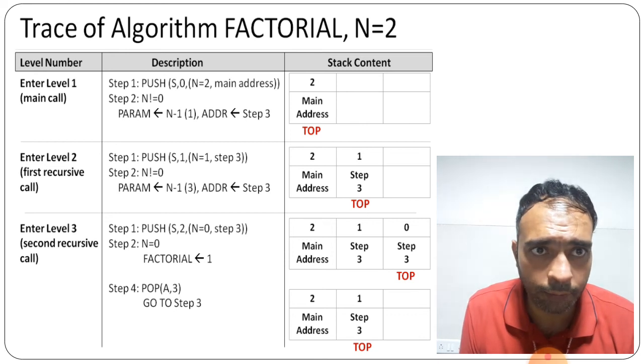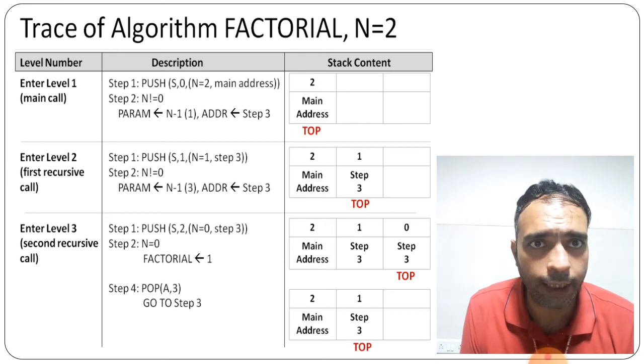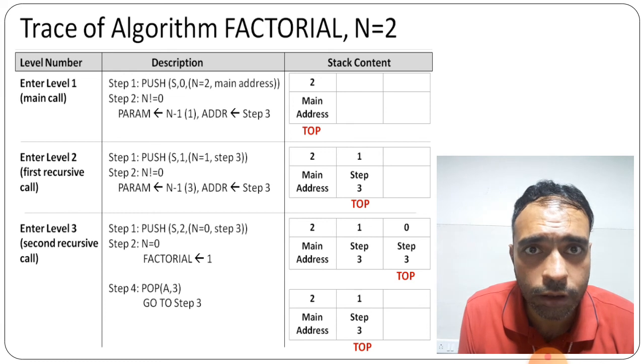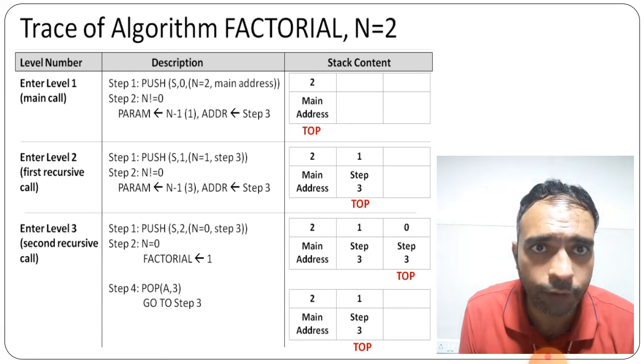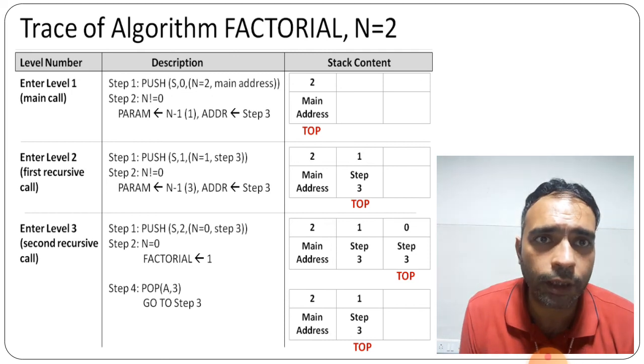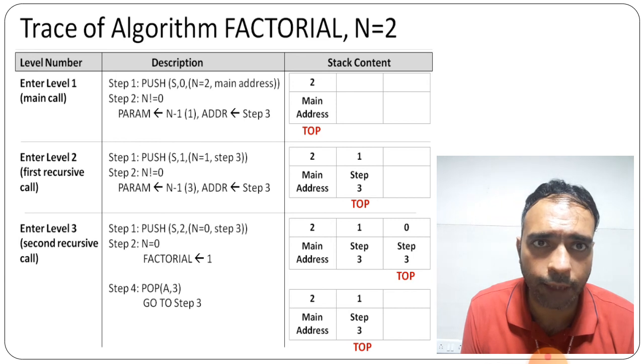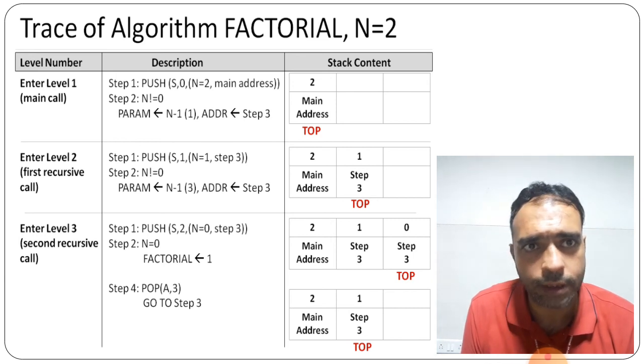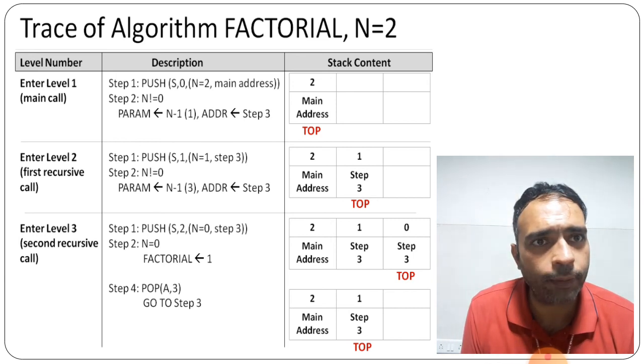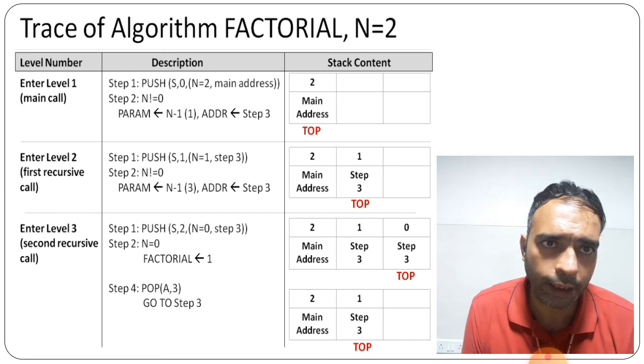So here the algorithm is given for n is equal to 2. So first, level number 1, enter level 1, the main call, step 1, what we have done here is S comma 0 comma n equal to 2 comma main address, that is given, that we have to push into the stack. So 2 and main address both are in the stack now.